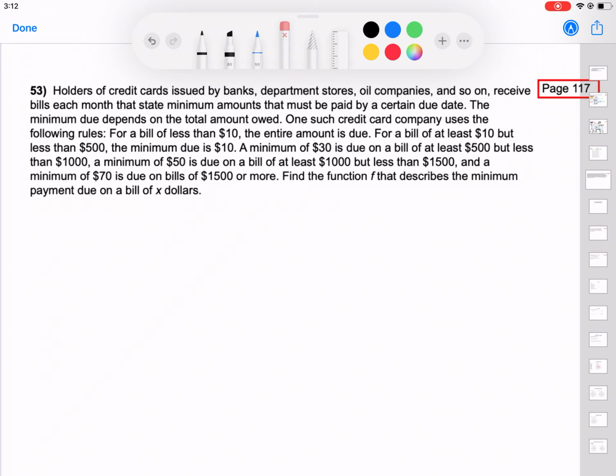All right, we're going to go ahead and talk about this one. This one's just talking about credit cards. I'm not going to read the whole thing. I'm going to highlight some of the important things. It's going to kind of seem wordy, though. So the minimum due, that's what we're talking about, depends on the total amount owed.